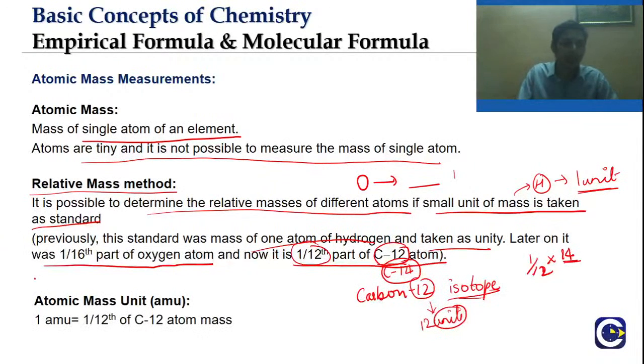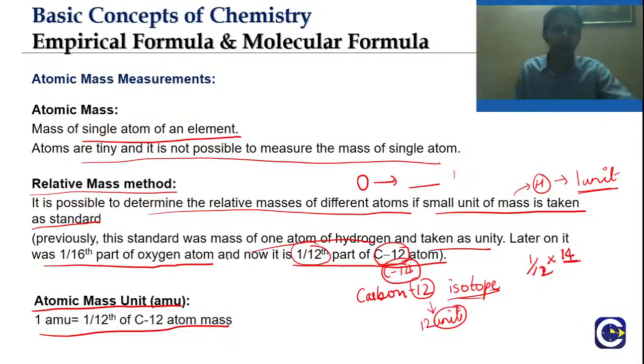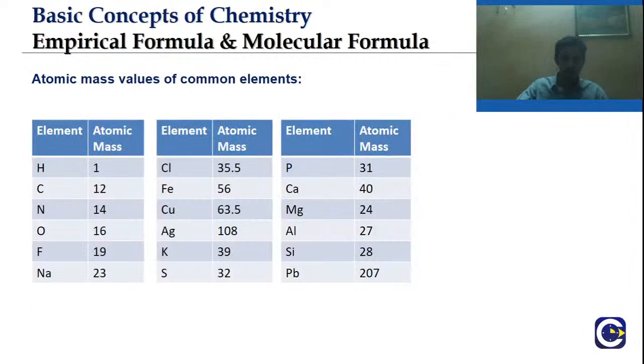So atomic mass unit is 1 by 12th of C12 atoms. This is something I would like to elaborate upon now. Atomic mass unit, it is represented as U, which is 1/12 of C12 atom.